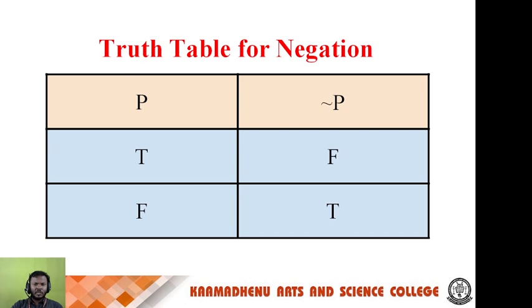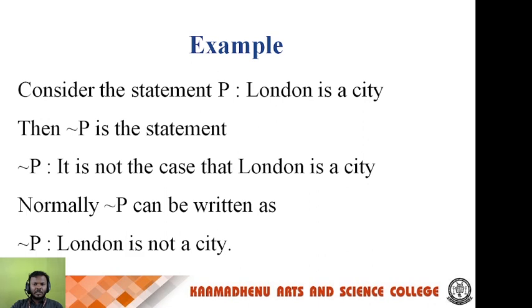Truth table for negation. If the statement P has truth value true and false, then the negation of P has truth value false and true respectively. Consider the statement P: London is a city. Then the negation of P is the statement "it is not the case that London is a city." Normally, negation of P can be written as "London is not a city."